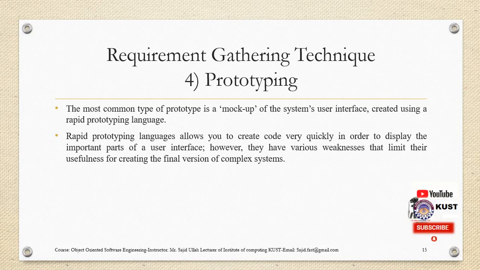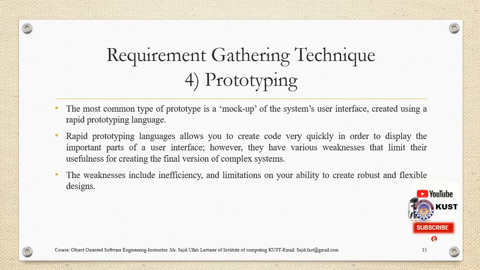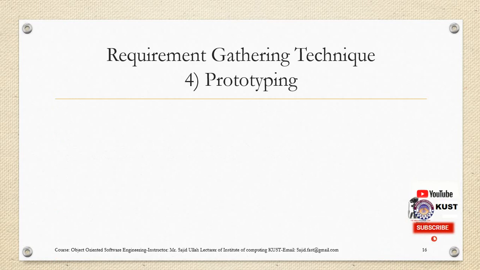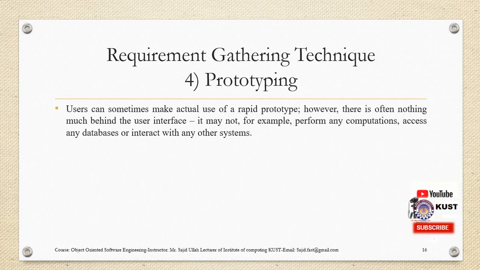The most common type of prototype is a mock-up of the system user interface created using a rapid prototyping language. Rapid prototyping languages allow you to create code very quickly in order to display the important parts of the user interface. However, they have various weaknesses that limit their usefulness for creating the final version of a complex system. These weaknesses include inefficiency and limitations on your ability to create robust and flexible designs.